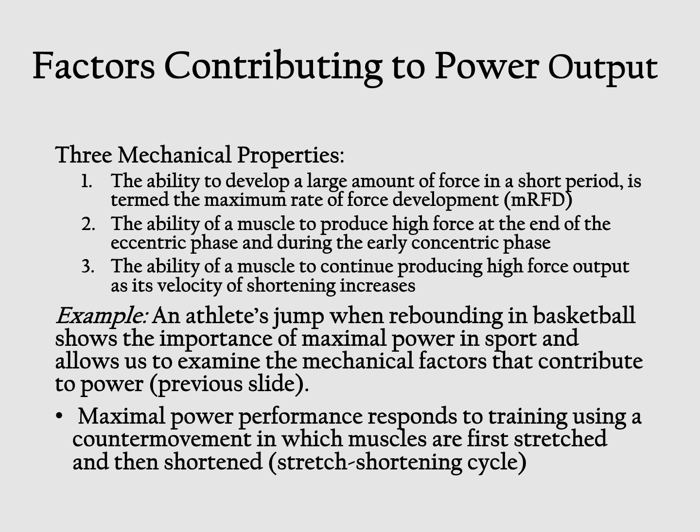Two, the ability of muscle to produce high force at the end of an eccentric phase during an early concentric phase. So two is the transition from the squat to the triple extension. Again, number two is the transition from the downward squat to triple extension of the knees, hips, and ankles right before we go into our takeoff velocity phase.